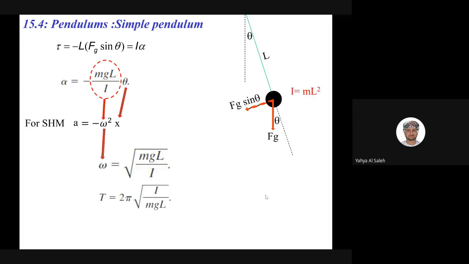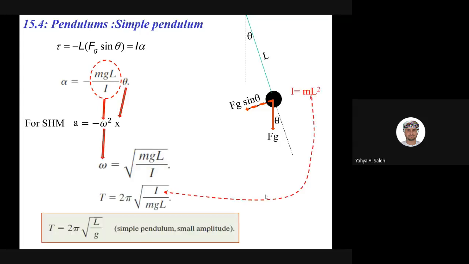Now, this thing is going like this and then back like this. So there is rotation. What is my torque? Torque is R cross F. My R here is going to be my length of the rope, L. And my F is going to be Fg sine theta. So minus L Fg sine theta is equal to I alpha, which gives me alpha equals minus mgL over I multiplied by theta.